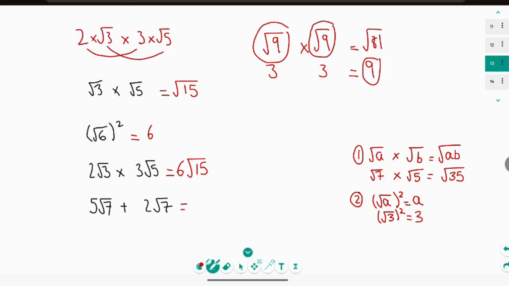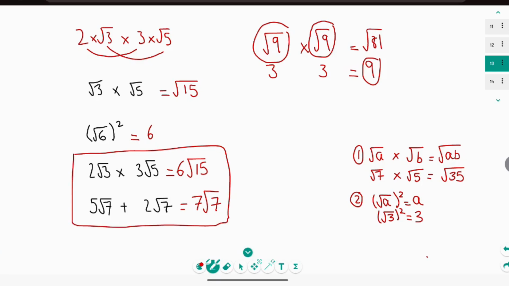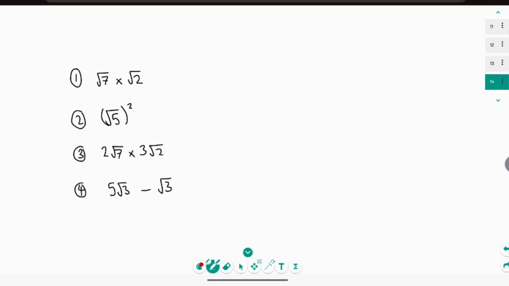And last one here, 5 root 7 plus 2 root 7. We've got 5 lots of root 7, and we're going to add 2 lots of root 7 to them, so that's 7 lots of root 7. I won't write these in algebra form, but just be aware of those rules too. Okay, maybe have a go at these 4 questions yourself and see how you get on.